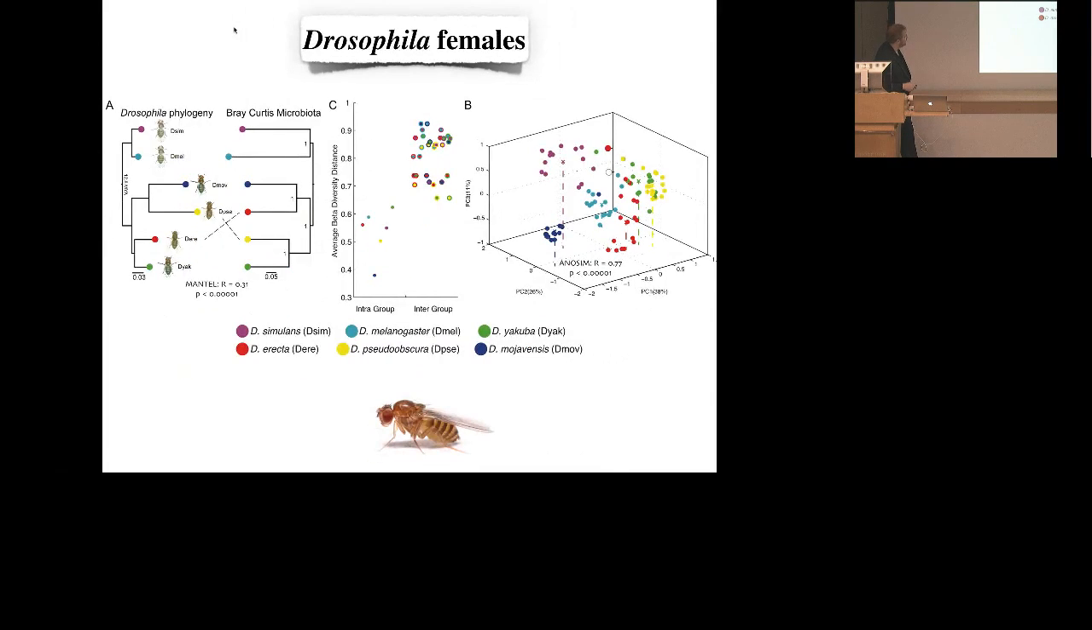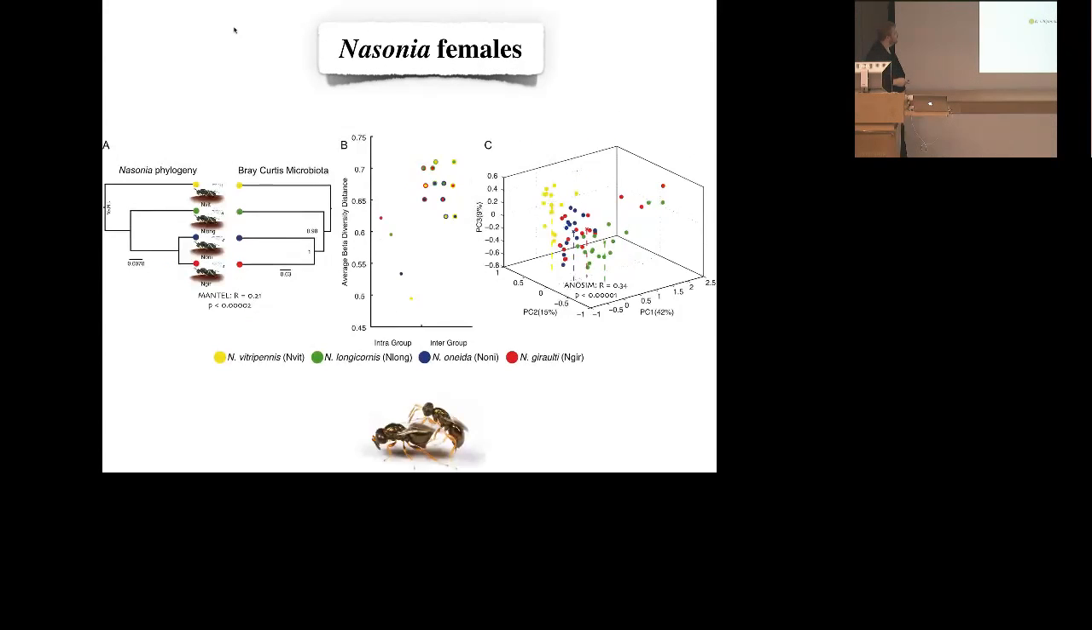This is also observed in Drosophila females, although we do have a slight slip up in the phylosymbiotic pattern right about here. So it's a mix of phylosymbiosis and not. And we also see this again for Nasonia. So this time we've added a fourth species, Nasonia oneida, which is very closely related to Nasonia giraltii. And again, we see that pattern.